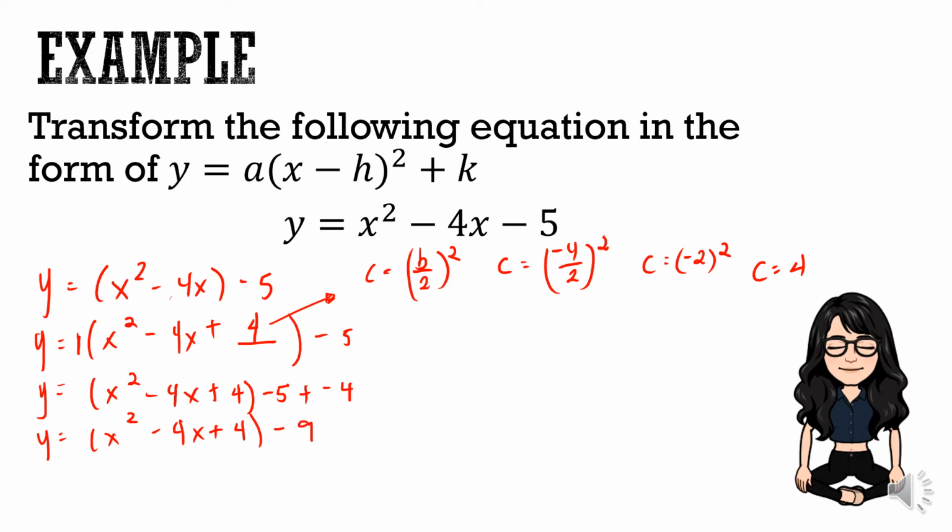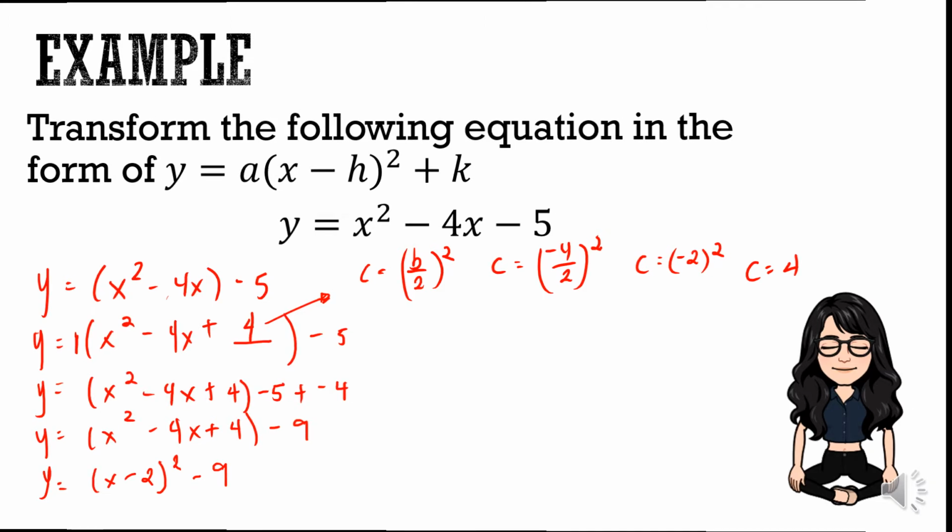Now, this given perfect square trinomial should be changed into a perfect square binomial. So, to make this a perfect square binomial, we have y equals, get the square root of x squared. The square root of x squared is x. Follow the sign of the middle term, which is negative, and get the square root of the last term, which is 4, which is 2. And then square it, then copy negative 9. Therefore, the final answer is y equals x minus 2 squared minus 9.